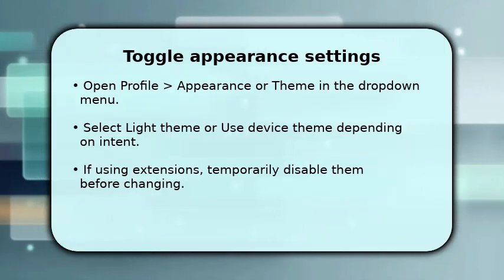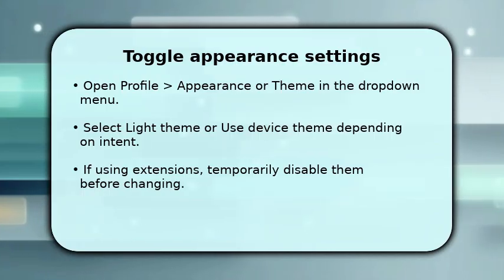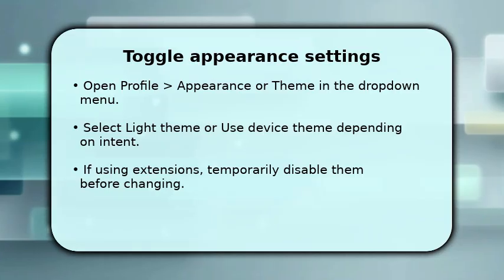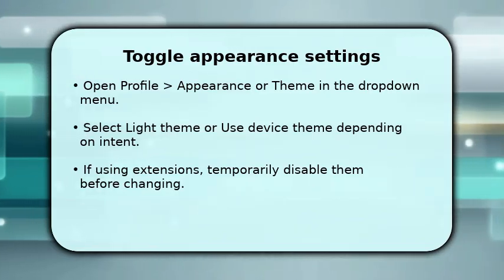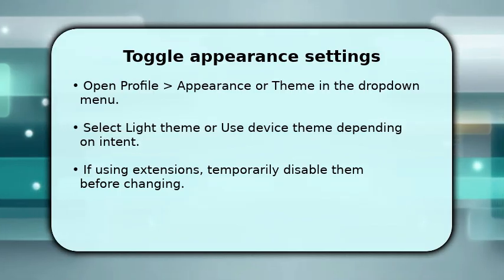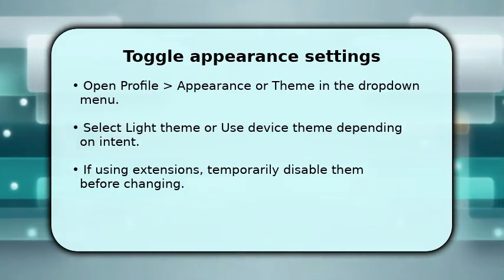Next, pick Light Theme to turn off dark mode immediately, or pick Use Device Theme to match your operating system settings. Make sure to disable any browser extensions that force dark styles first, because they override YouTube's option. After changing, refresh the page to confirm the light scheme loads. These steps ensure the site setting, not an override, controls the final appearance.